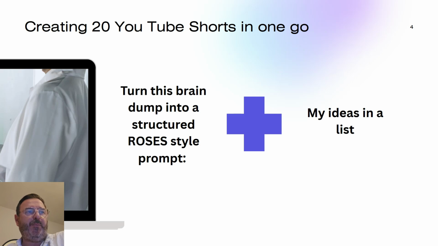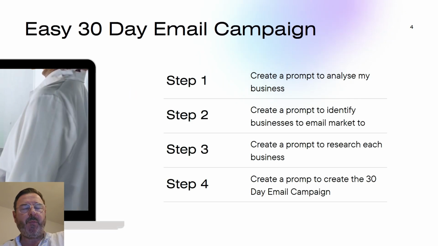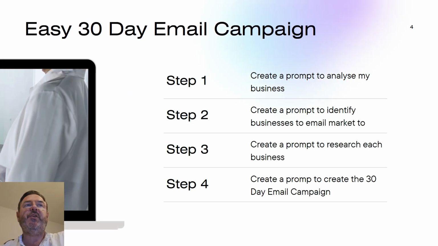Basically, I said, turn this brain dump into a Rosie style prompt, or improve this prompt. And then just added my ideas to it. And what it produced was a fairly detailed script, which I could then use to create the videos.